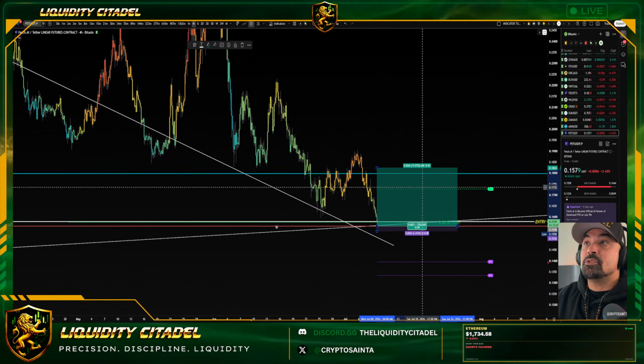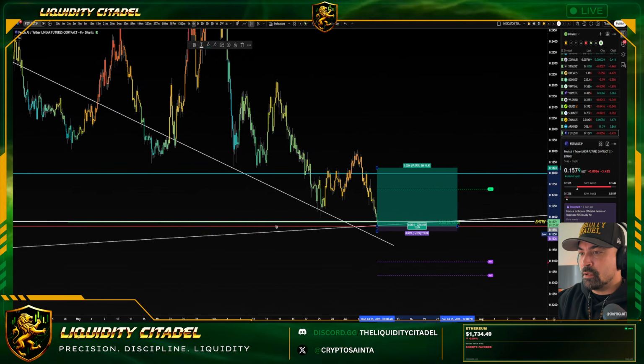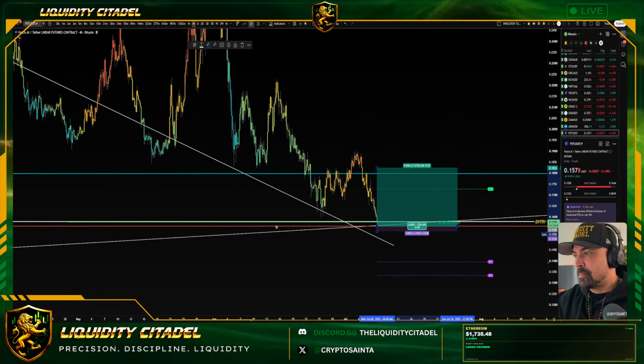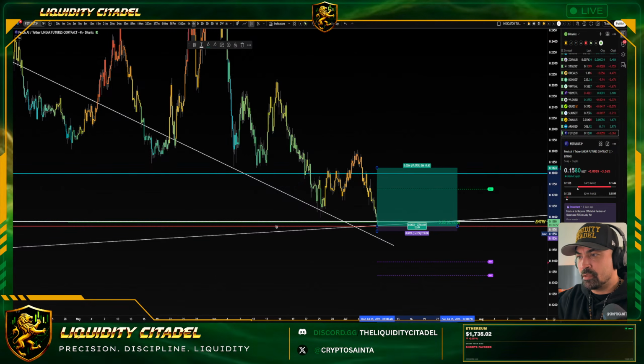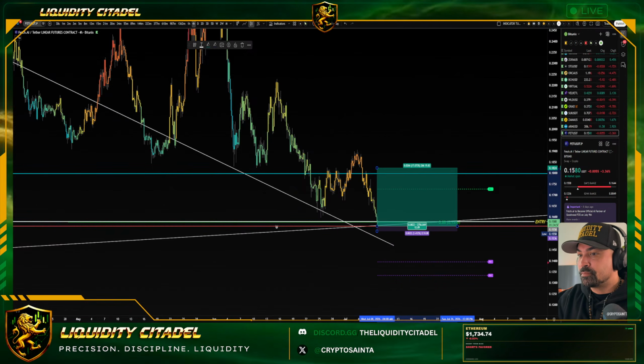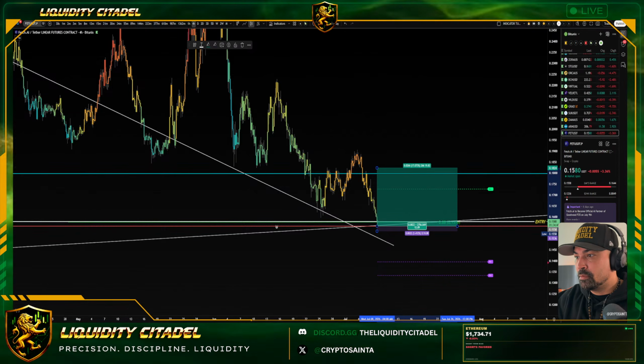I just triggered a small position here for FET, running 20x leverage on that. Nothing crazy. I just ran a long on that, and I'm setting my stop just below, a couple pips underneath the low.